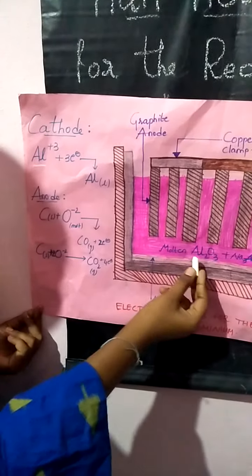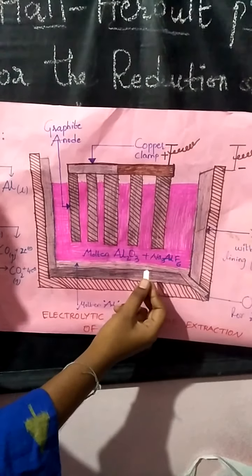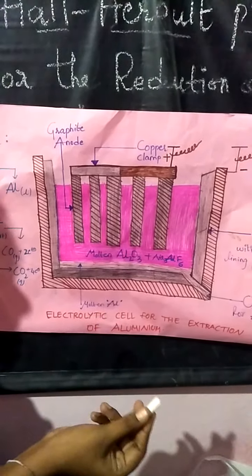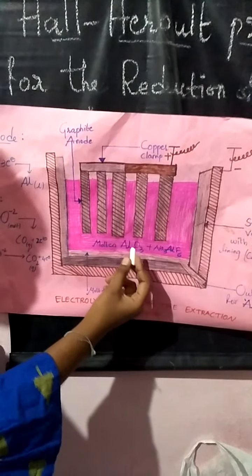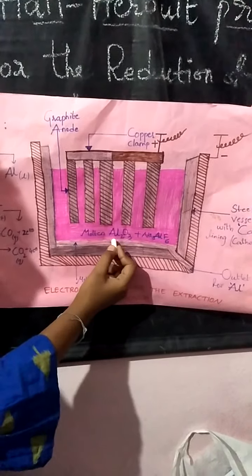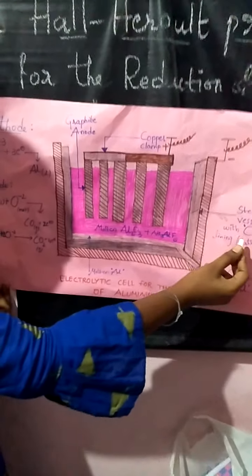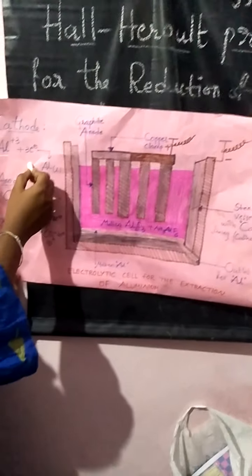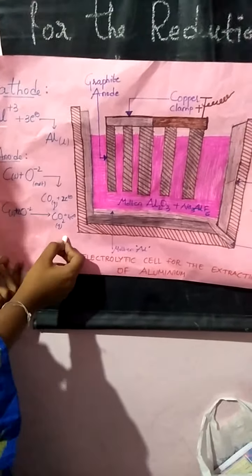Along with the aluminium ions, we also have other ions like sodium ions, or if you are taking fluorspar, that is calcium fluoride, calcium ions may also be present. But only the aluminium, which has a high reduction potential, will go towards the carbon and undergo reduction, whereas oxygen will go towards the anode and undergo oxidation.